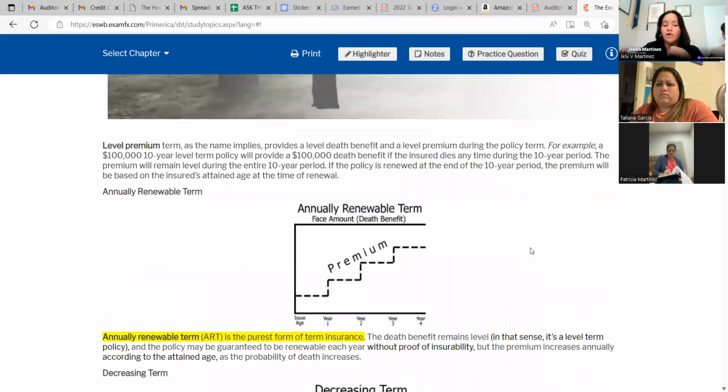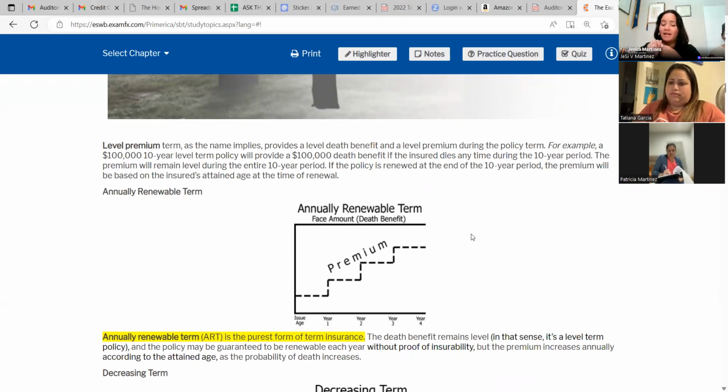Now the annually renewable term, this is the increasing one. So you keep the same death benefit, but every year you're renewing your life insurance and you're paying a little bit more. So it's level only for that year. It's also called ART, which is the annual renewable term. It's the purest form of term insurance. This is very common when it's through a job. Those are the ones that are common through there. You have the death benefit, but then every year you're renewing the policy.